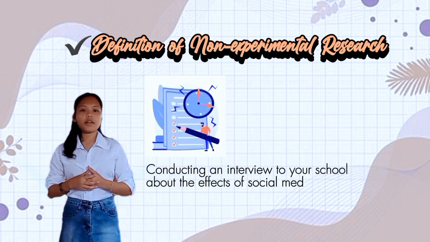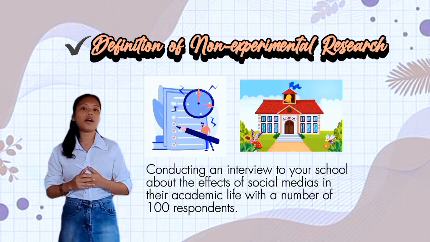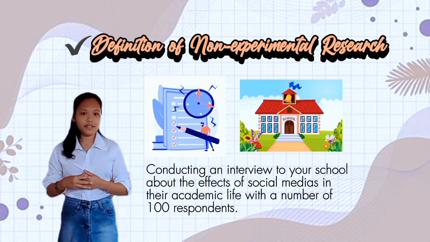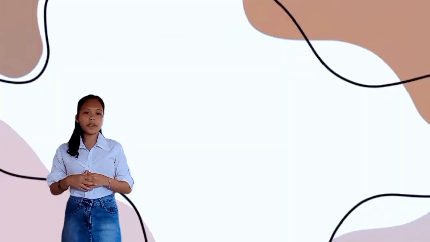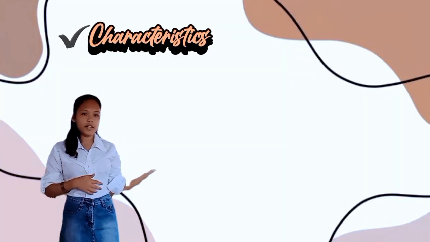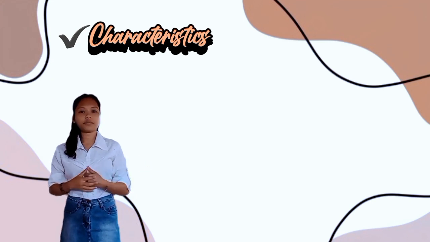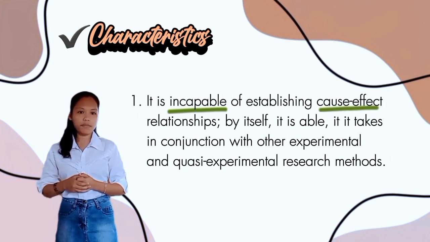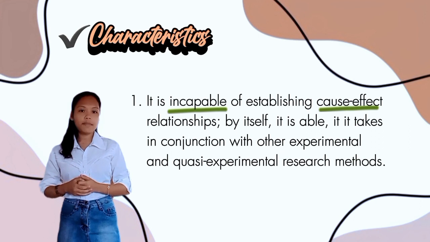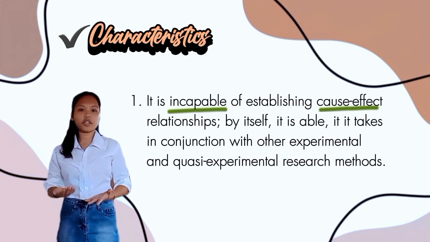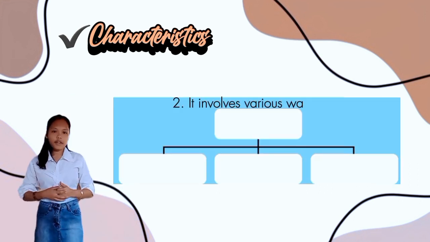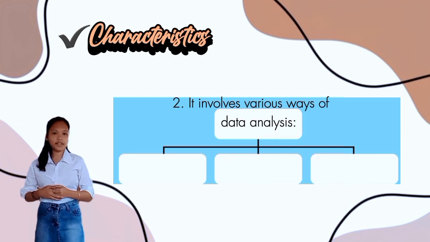For example, conducting an interview in your school about the effects of social media on their academic life with a number of 100 respondents. So let's move on to the next topic, which is the characteristics of non-experimental research. First, it is incapable of establishing cause-effect relationships. By itself, it is able if it takes place in conjunction with other experimental and quasi-experimental research methods. It involves various ways of data analysis.